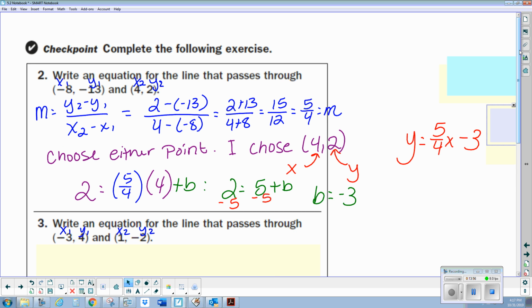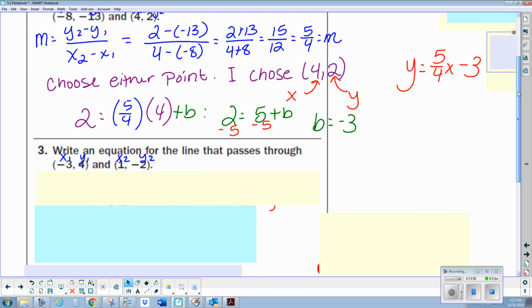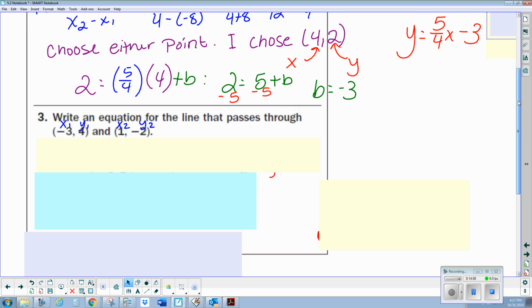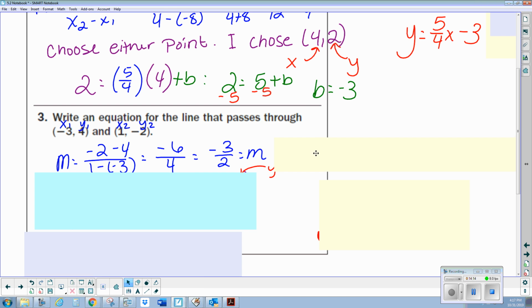Okay, let's look at the second one. And in the second equation, same thing, I have to choose which one I want to be x1, y1, and which one I want to be x2, y2, and I just went in order. So the first one is x1, y1, and the second one is x2, y2. So I'm going to do exactly the same thing as I did in the last example, which is first find my slope. And when I found my slope, I got -3/2.